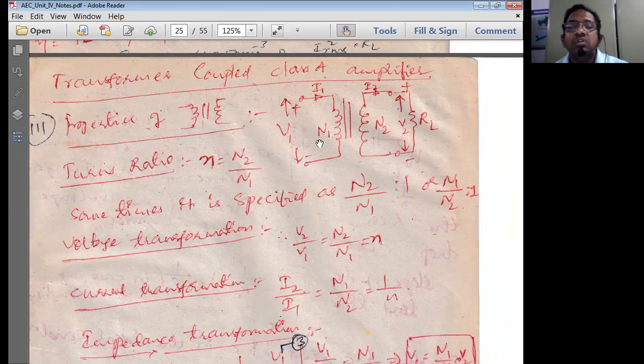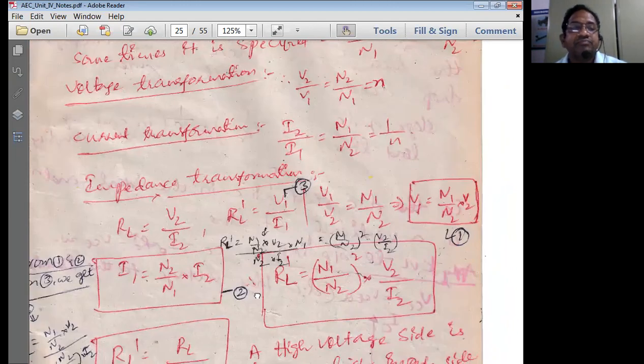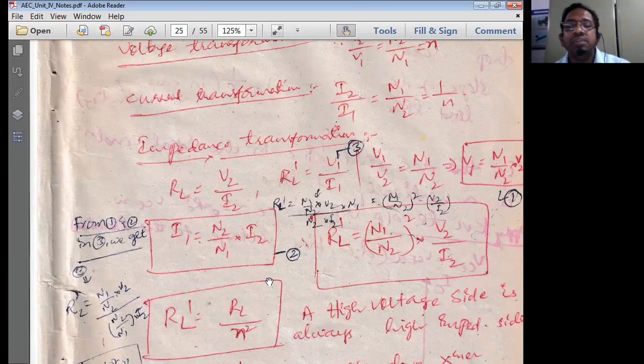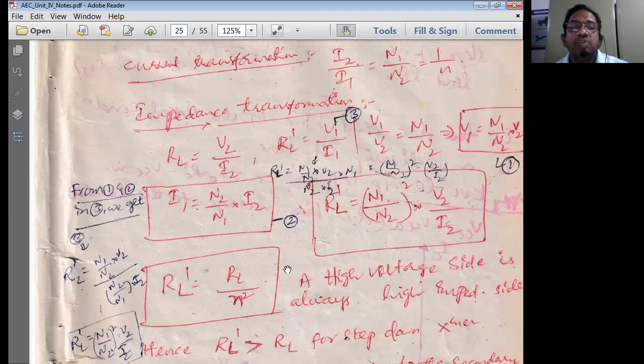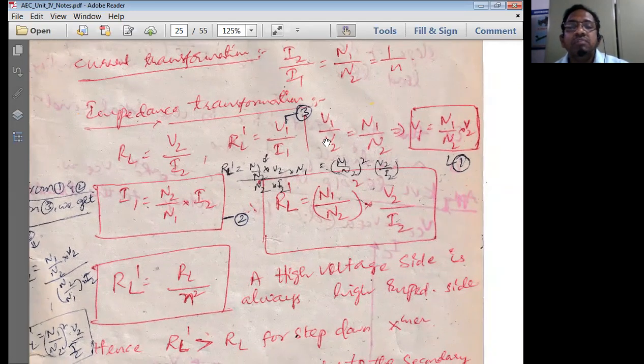When you take this RL onto the primary, what is its equivalent effect on the primary? That is what you have to calculate. That is called RL dash. When you derive the equation, we get RL by N square as the general form. RL is the load resistance, that is load voltage by load current, V2 by I2. RL dash at the input side is V1 by I1. So V1 by V2, I can substitute as N1 by N2. So V1 is equal to N1 by N2 into V2 when I cross multiply. This is equation 1.